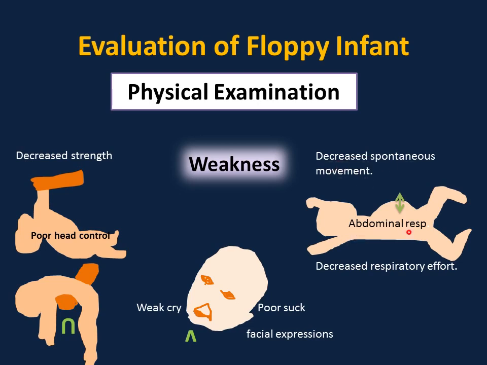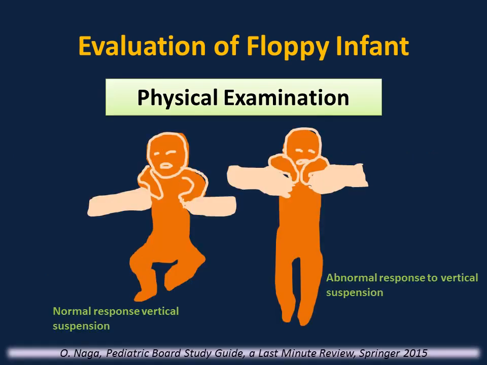If you look at their abdomen while they are breathing, you will see they are using their abdominal muscles to breathe, and they have decreased respiratory effort through the chest. If you suspend an infant with hypotonia vertically under the shoulders using your hands, you will feel the shoulders slipping through, and you will see the legs are not in flexion and are hanging limply. This is an abnormal response to vertical suspension.